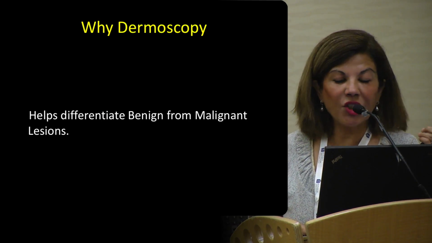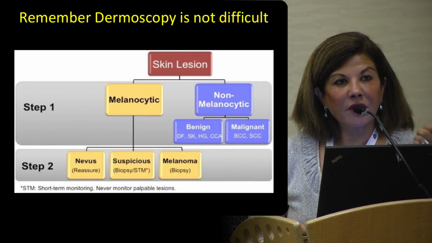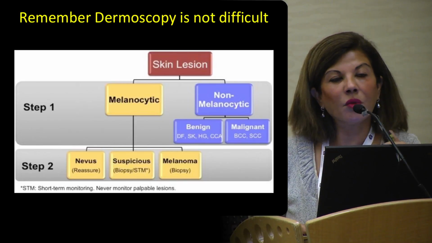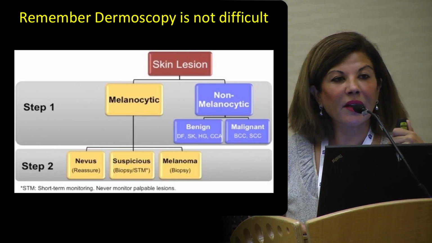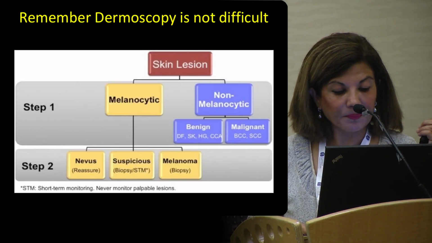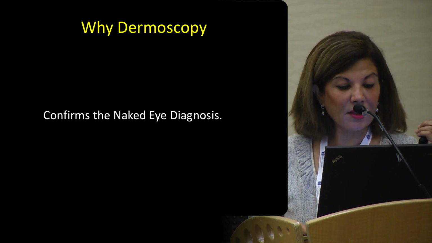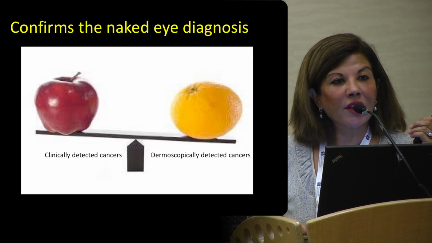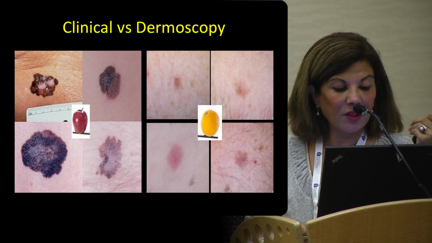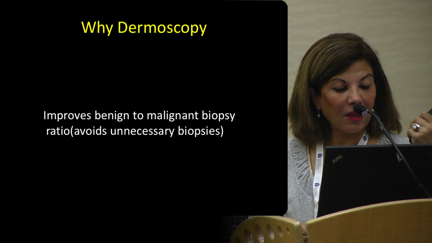Dermoscopy will help differentiate benign from malignant lesions. Remember that dermoscopy is not difficult because the bulk of what you will see will be benign. And with experience, you will be able to identify these benign lesions quite rapidly. Dermoscopy will confirm your naked eye diagnosis, and therefore you will be able to correlate your clinical findings with your dermoscopic findings. So on the left is your clinical findings, and on the right are your dermoscopic findings.